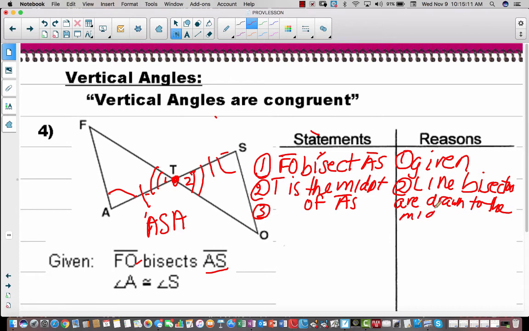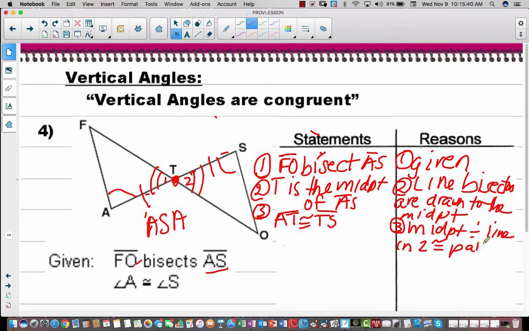Then the next conclusion was based, again, still on the line bisector routine. Now we can clearly state that AT became congruent to TS, and this was your definition of midpoint. So the midpoint is actually doing the cutting in half. So midpoint divides a line segment into congruent parts. Continuing on, go back to make sure you stated all the givens. We have one more left. Angle A was congruent to angle S. That was given.